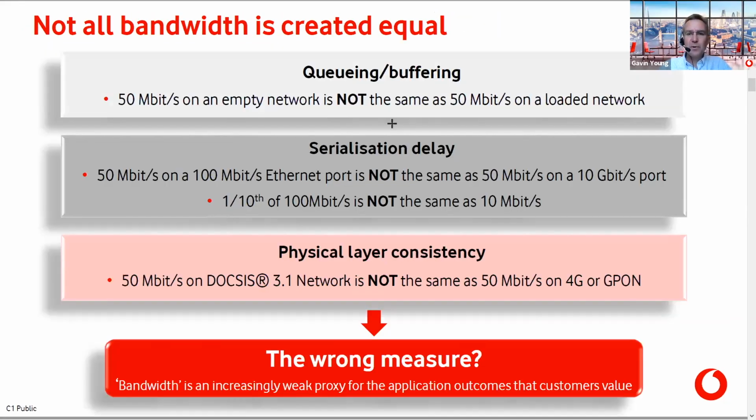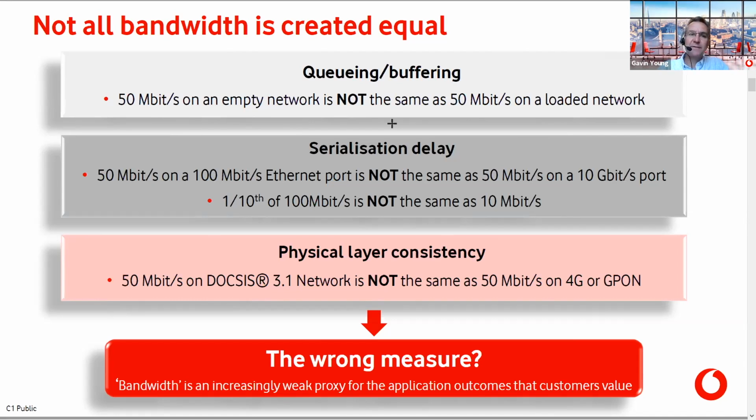And the other point to note is that we tend to talk about bandwidth sometimes as a fungible quantity, a kind of commodity that you can trade and use in different scenarios. But actually, not all bandwidth is created equal. If we look at queuing and buffering, for example, 50 megabits per second on an empty network is not the same as 50 megabits per second on a loaded network, where the packet flow is competing with other traffic, and that can get queued up and delayed.